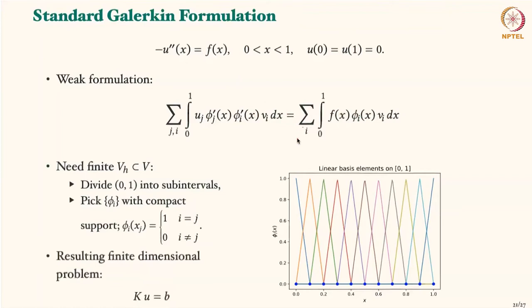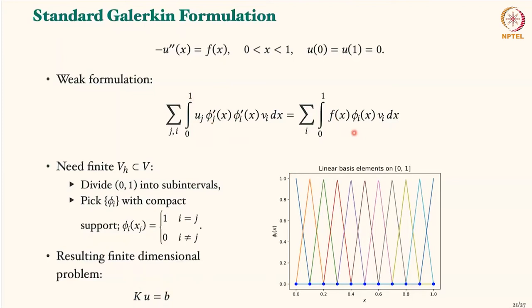But what I did here is, as I explained, this leads to this problem. And this matrix essentially consists of elements which are integral 0 to 1 of phi j prime phi i prime. The right-hand side vector b consists of elements which are the integral of f times phi i. And f is some complicated function.